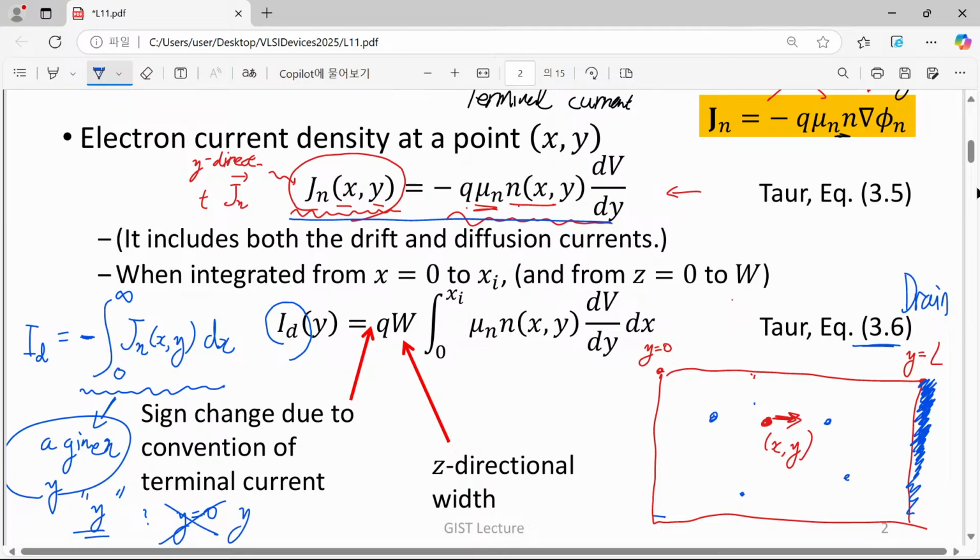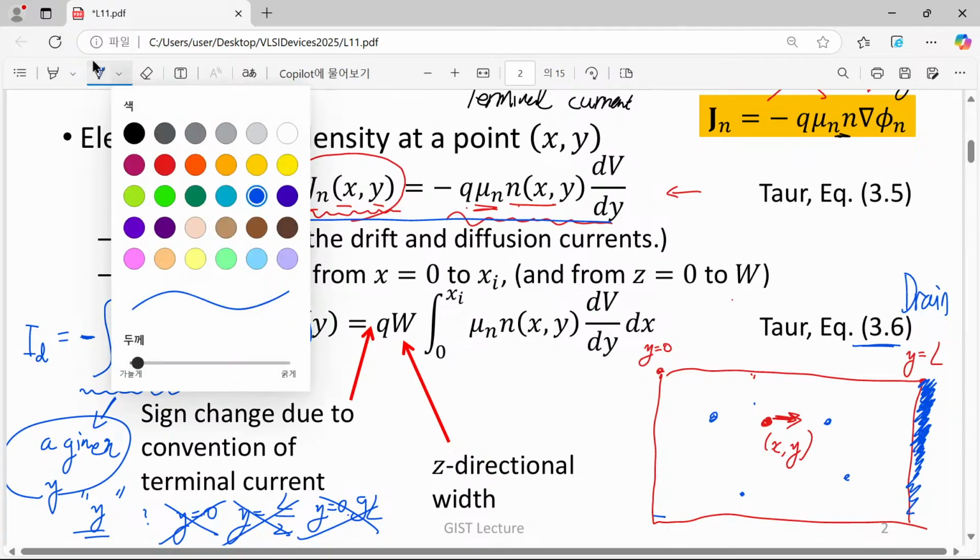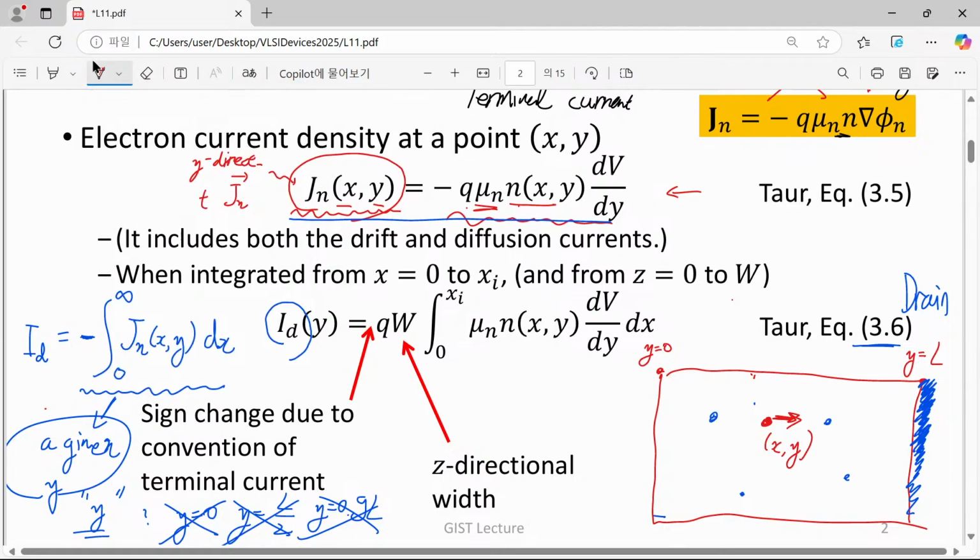Y equal to half L is not allowed, or y equal to 0.9L is not allowed. There is no such kind of restriction. I'm saying that for an arbitrary value of our y value, we can just perform this vertical integration, and I say that this is corresponding to ID.